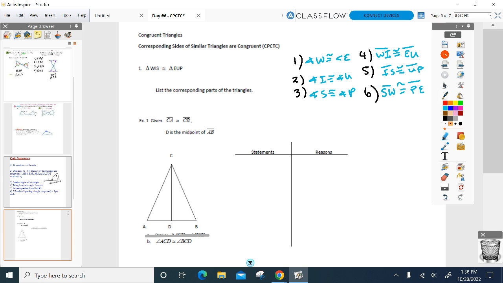All right, but again, and there's the point. This is the point I'm stressing today. All 6 of these are not true unless I know what about the triangles? They have to be congruent. Okay, they have to be congruent.